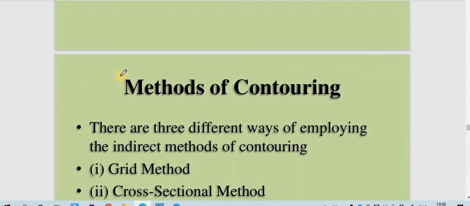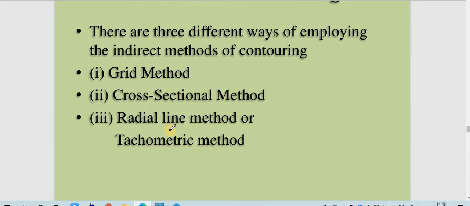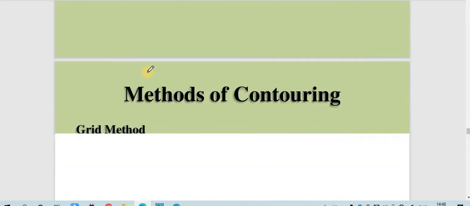So in the indirect method there are basically three methods which are employed: one is the grid method, one is the cross section method, and one is the radial line method or tachymetric method, okay. We'll see them one by one.